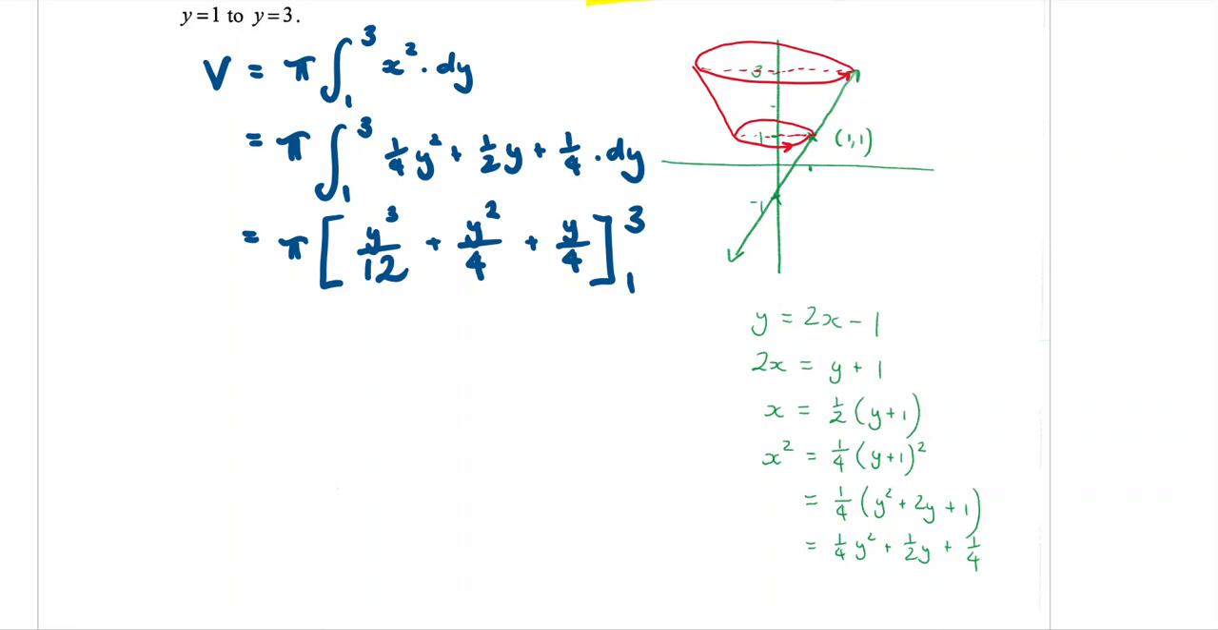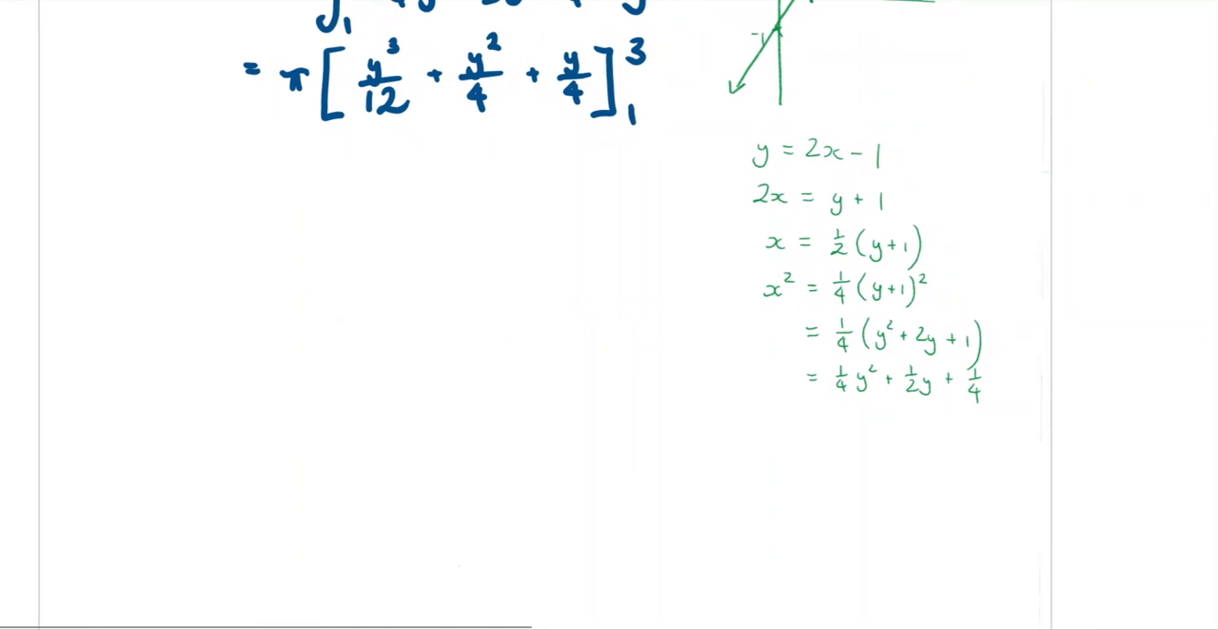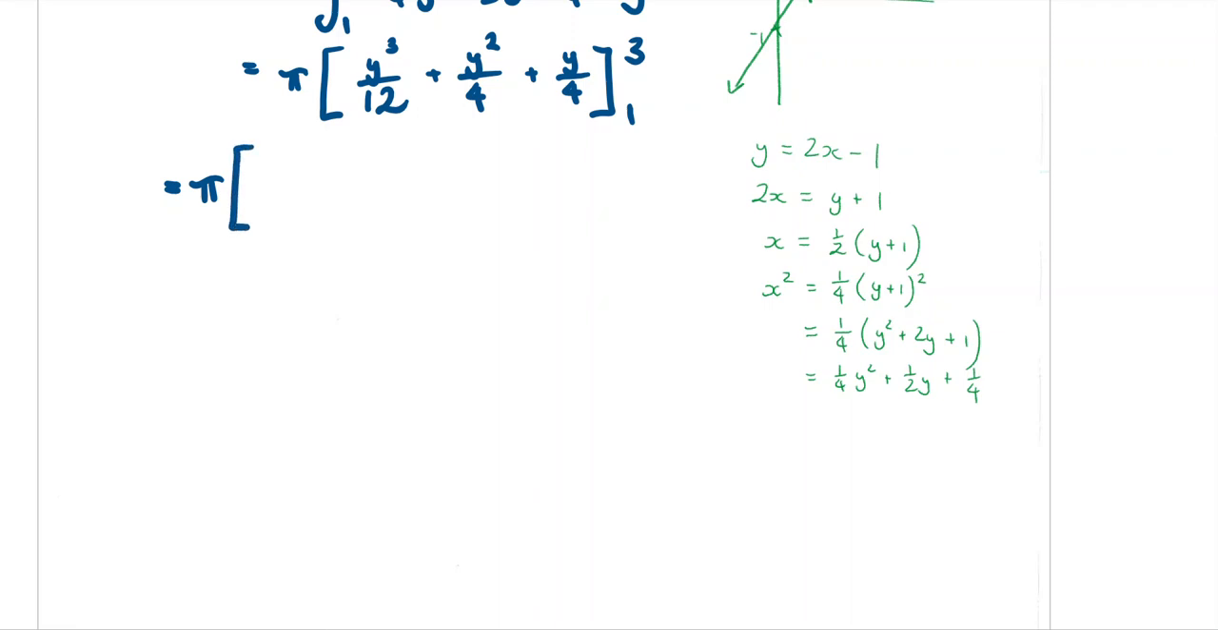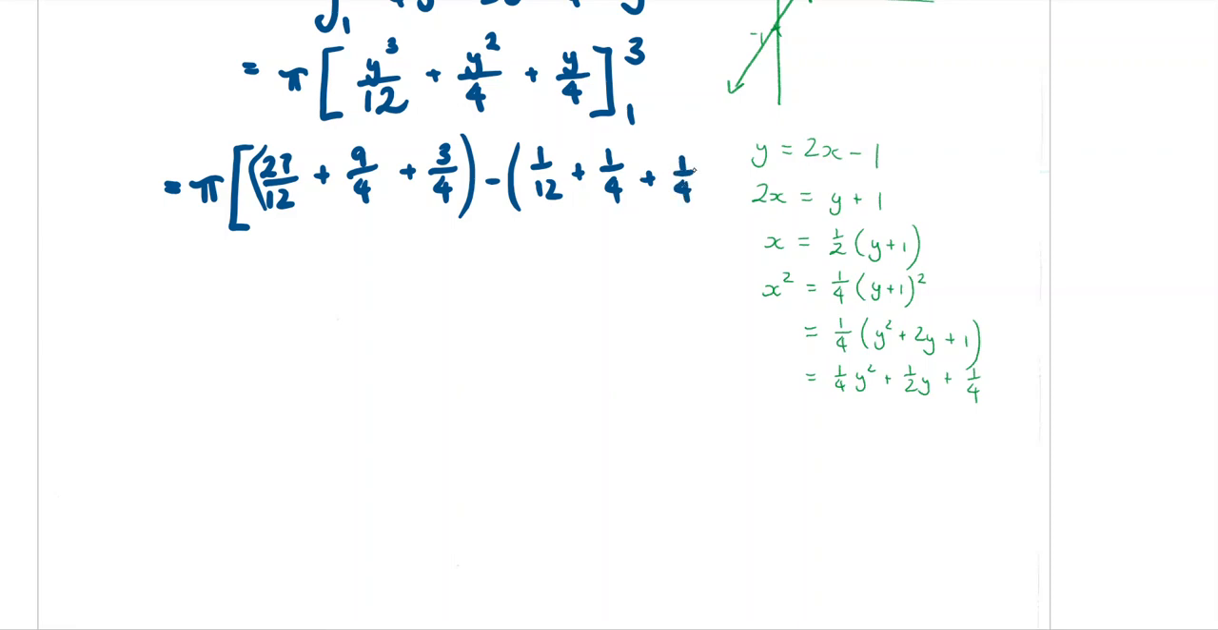So all I have to do is sub those values into my equation. So let's sub in that y is equal to 3. So 3 to the power of 3 will be 27 over 12, plus 3 squared will be 9 over 4, plus y is 3, so 3 over 4. Okay, then I need to subtract, subbing in the 1. So 1 cubed is 1 over 12, plus 1 squared is 1 over 4, plus 1 over 4.